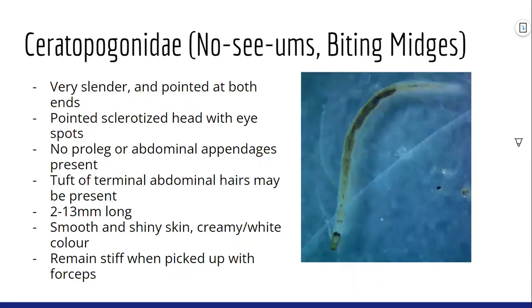Next, we're taking a look at the Ceratopogonidae, which are no-see-ums or biting midges. They are 2 to 13 millimeters long, very slender and pointed at both ends. They have a well-developed head, which is sclerotized with eye spots. They do not have a proleg or any appendages like the chironomid has. They may have a terminal tuft of hair at the posterior end of the abdomen, but they are also smooth and shiny, usually creamy or white colored, and they generally remain stiff when you pick them up with forceps or tweezers.